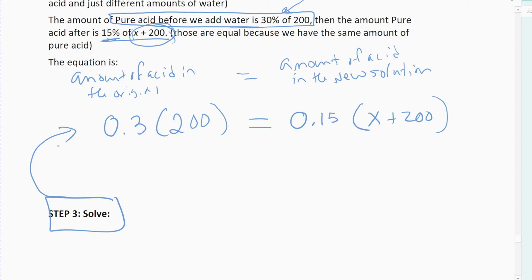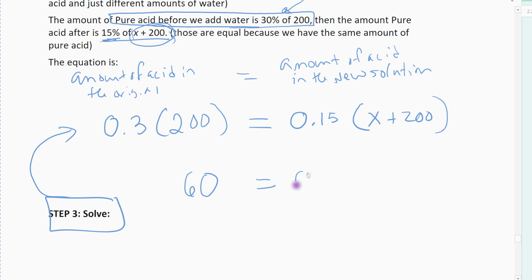So the first thing we're going to do is multiply this side out, and then distribute here. I'm going to take my 30% times my 200, which means 30 times 200 is, there were 60 of the total amount of solution here. 60 milliliters was acid, which means 140 was water. In the second solution, there's still 60 milliliters of acid. But I need to figure out how much more water there was. Well, that would be the x.